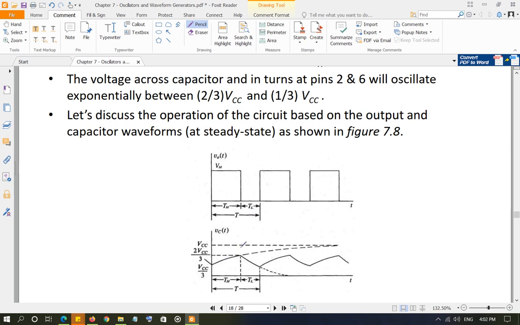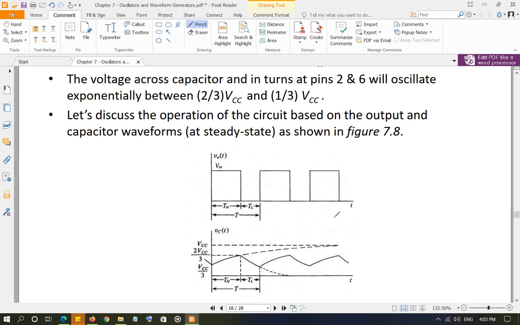Alright, as far as capacitor voltage is concerned, remember I told you that two voltages are important, of course, VCC by 3 and 2 VCC by 3. So this capacitor voltage will oscillate. Once it settles down, when it goes to steady state, it will oscillate between VCC by 3 and 2 VCC by 3. It goes from VCC by 3 to 2 VCC by 3 when the output is high, and then it starts discharging from 2 VCC by 3 to VCC by 3 when the output is low.